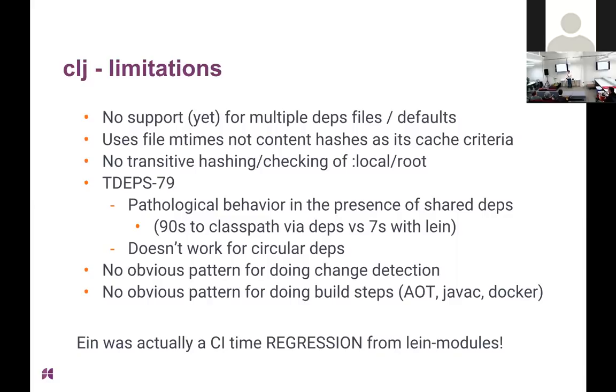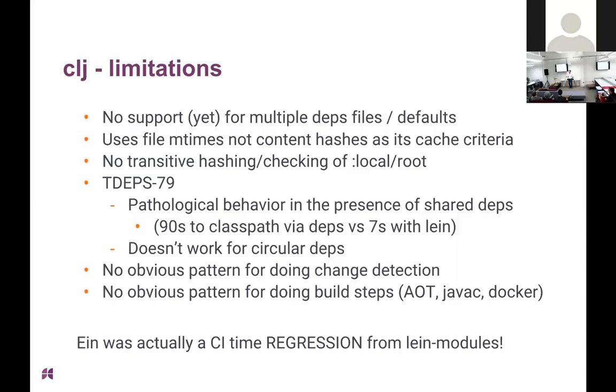There's also some other stuff. There's tools.deps 79, which Alex is supposedly working on right now. I have a patch for it that has limitations, but it's applied in Katamari, and more on that later. And it results in pathological behavior in the tools.deps resolver when you have shared deps. So let's say everything in your repo depends on some library at some version. This means that every single time tools.deps looks to resolve the transitive dependencies of a given module, it will re-resolve that shared thing, which for my repo resulted in over 3,000 or 4,000 re-resolutions of single artifacts. So I was seeing tools.deps class path build times in the 90-second range versus the 7-second range in Lineage, entirely because of this bug.